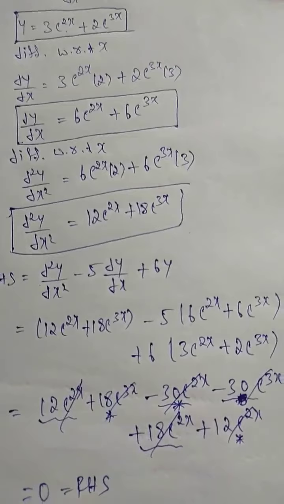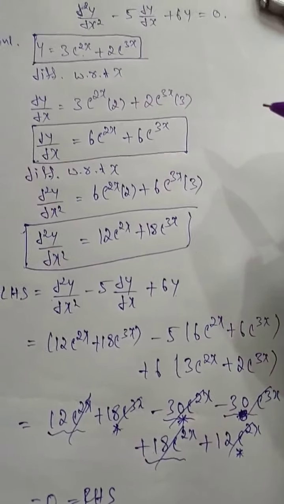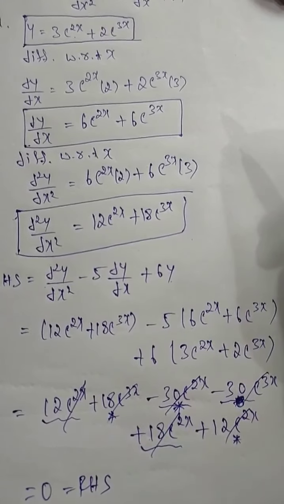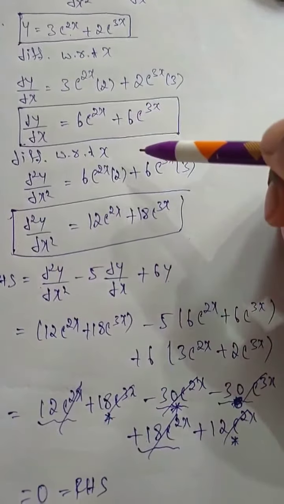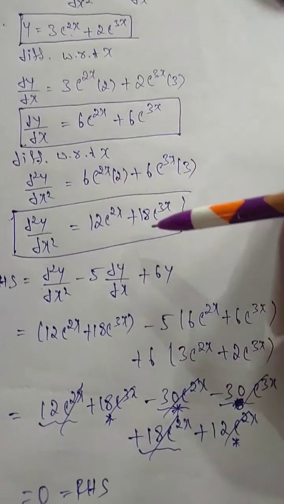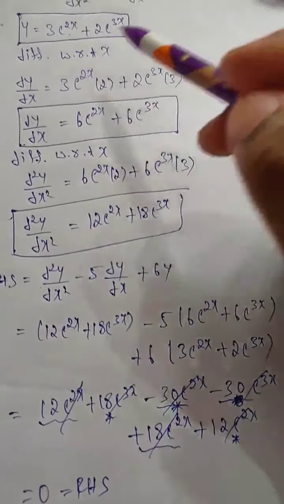Is it clear? Once again I am repeating, just listen here. It is a very easy problem. We are doing this problem by using method 1. What is method 1? We are differentiating the function twice. After differentiating the function twice, we substitute in the left hand side and we will get the right hand side. Now see here.